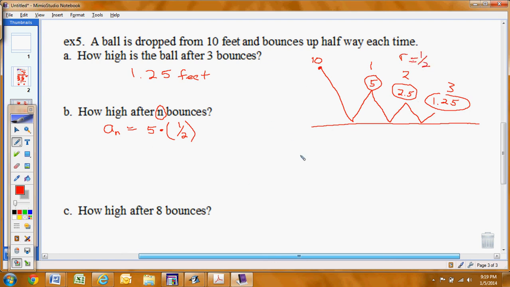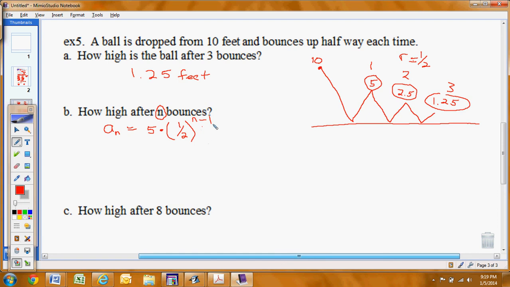And notice it never says that in the problem. You're going to have to be able to distinguish that on the day of the test. And then to the n-1 power. The formula just says a1 times r to the n-1 power, which, there we go. That's how high it is after n bounces.